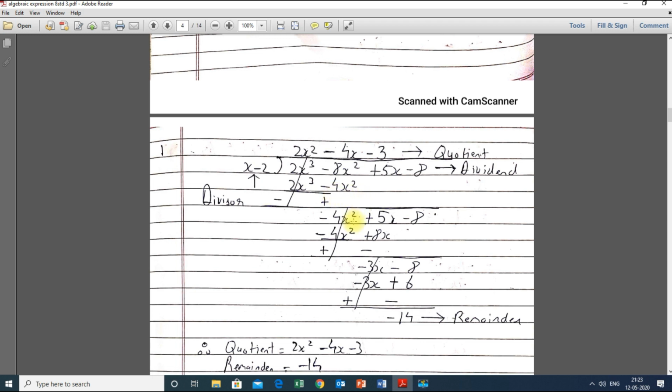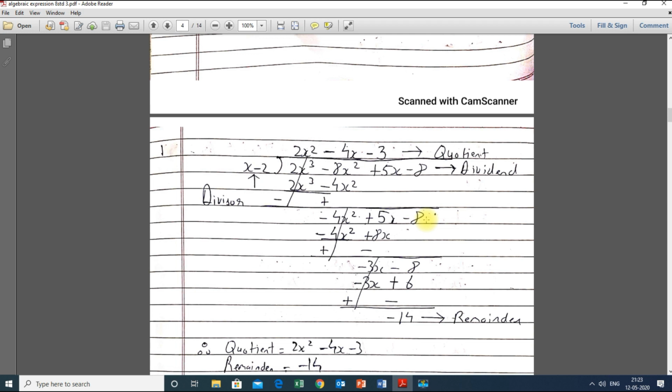Variable does not change. Variable comes as it is. So minus 4x square. Then plus 5x minus 8 as it is. What the remaining part is there, come right as it is below. Nothing to change about that. Okay. Minus 4x square plus 5x minus 8.